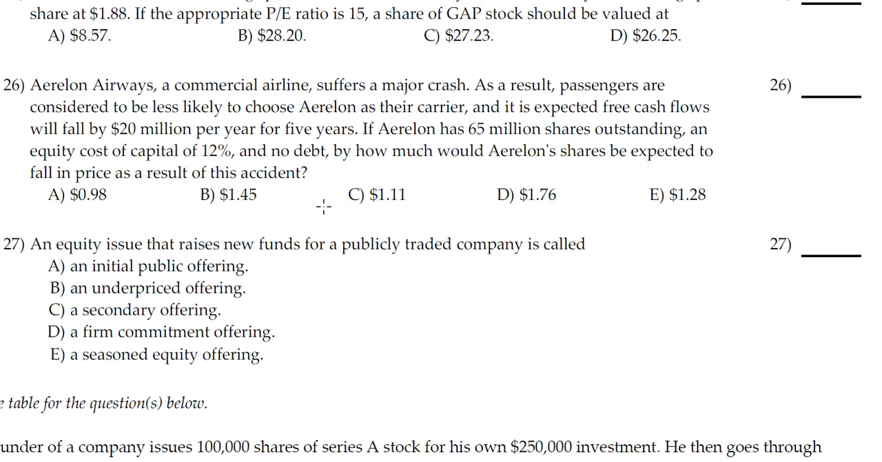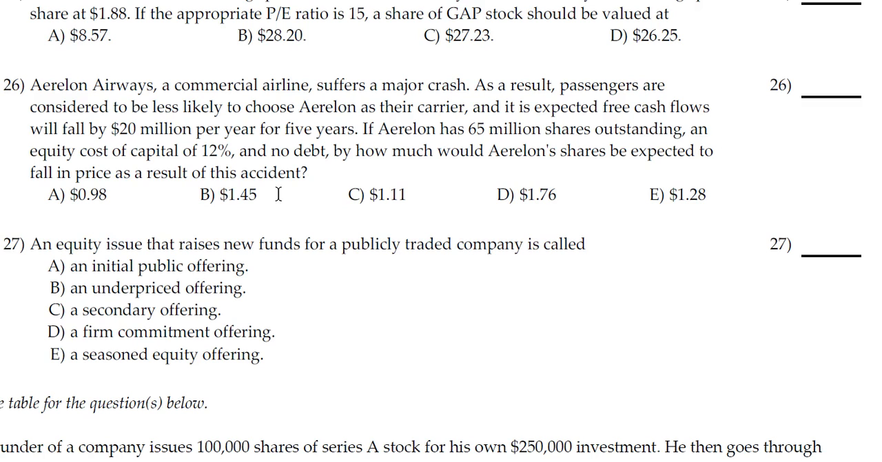And let's look at 26. Airlon Airways, a commercial airline, suffers a major crash. As a result, passengers are considered to be less likely to choose the airline as their carrier, and it is expected free cash flows will fall by 20 million per year in 5 years. The airline has 65 million shares outstanding and equity cost of capital of 12%, no debt. So by how much would their shares be expected to fall in price as a result of the accident?